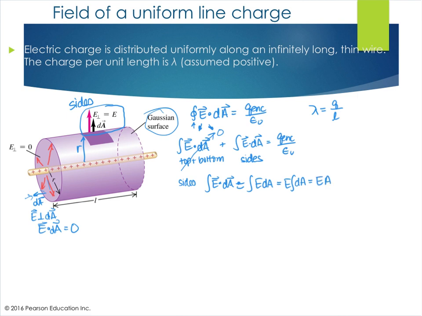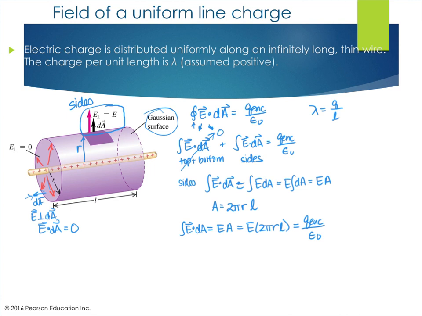Now, how do we find the area? The area is going to be the circumference of the circle at the top of the cylinder, times its height, which is L. So that would be the area. So E dot dA simplified to E times A, which is E times 2 pi R L. Now we want to set that equal to the charge enclosed over epsilon naught.